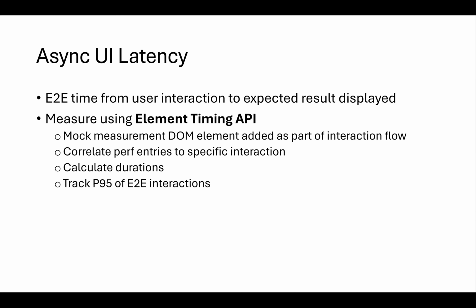We add it to the DOM just before we want to show the UI, and correlate some performance entries with the original interaction so we can measure the end-to-end latency and duration, and then track the interaction duration at different percentiles, and analyze it. And then again, for understanding bottlenecks, we're using different tools and techniques.